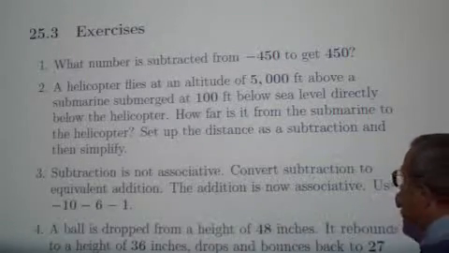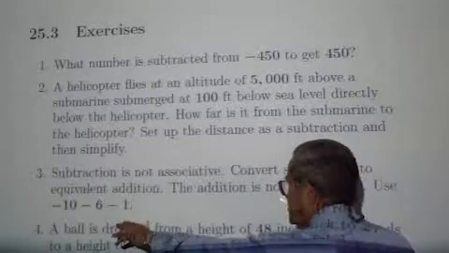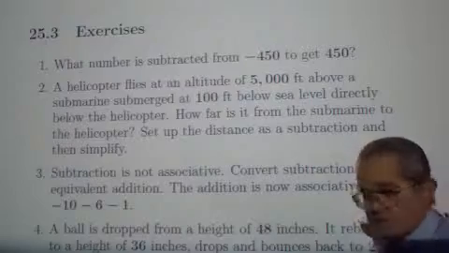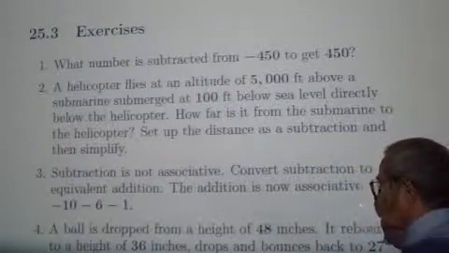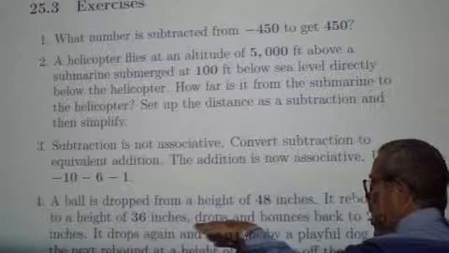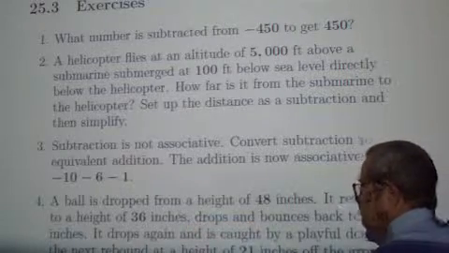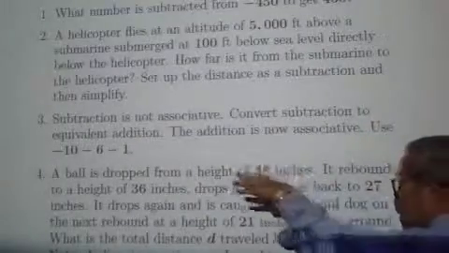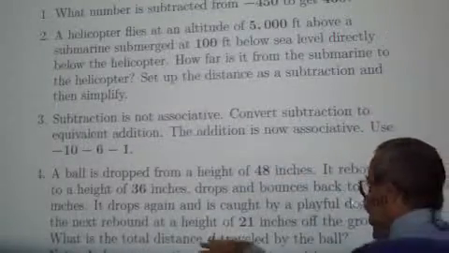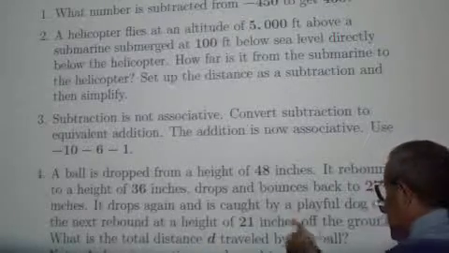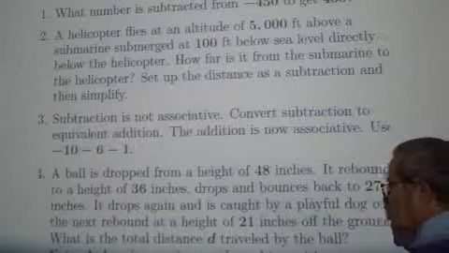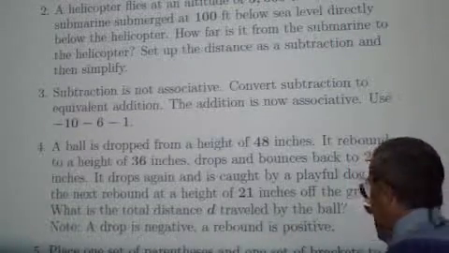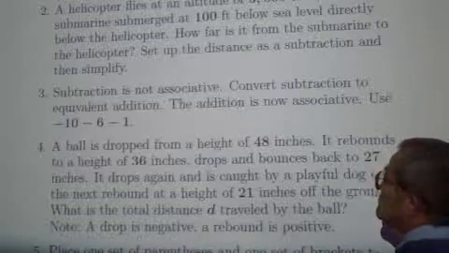Subtraction is not associative. Convert this to an addition with the same type of problem and prove that the associative property works. The ball is dropped from a height of 48 feet, drops down, bounces back 36, goes back down 36, bounces back up 27, goes back down 27. On the rebound of 21, it is stopped by maybe a dog or something catching it. What is the total distance d traveled by this, what was it, a ball?